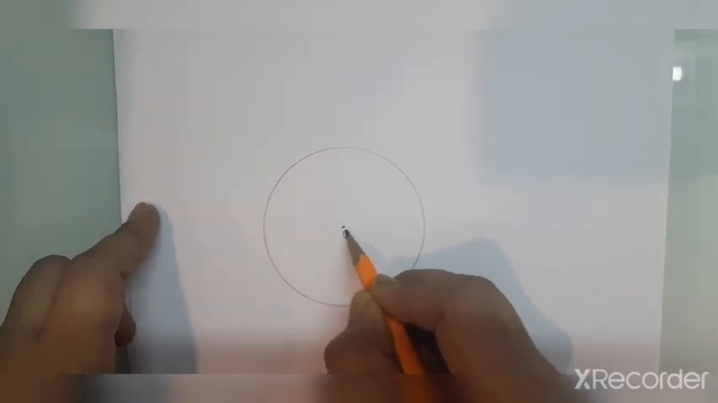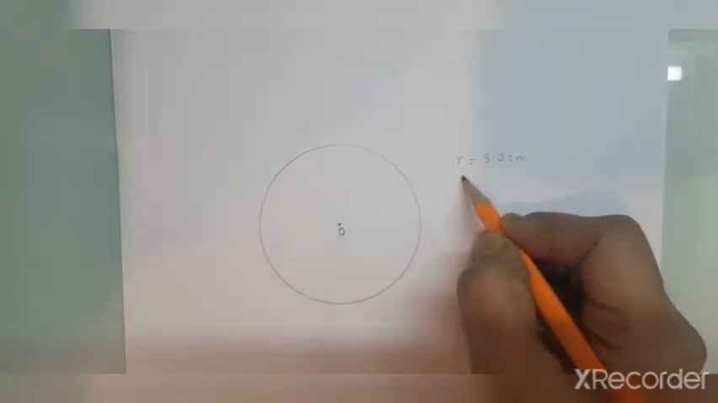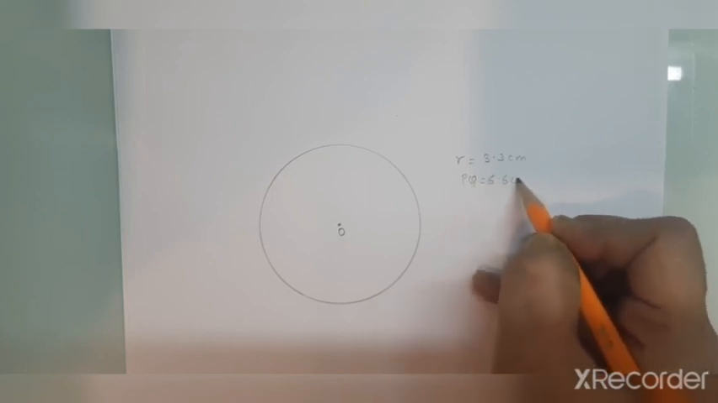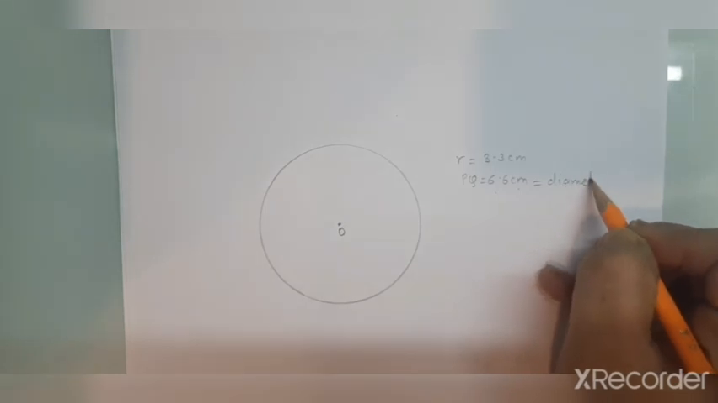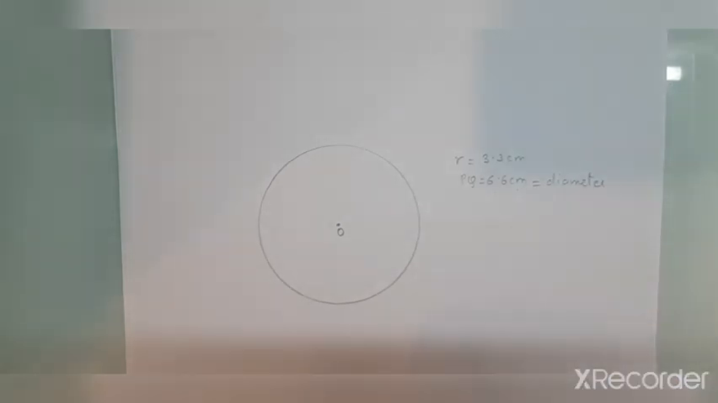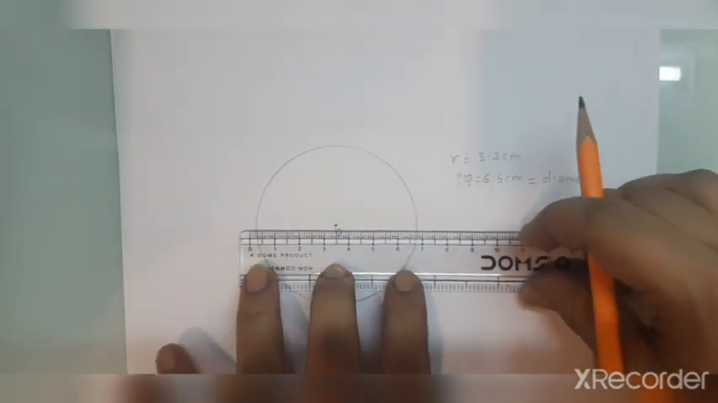So center taken as O. Now since the radius is given 3.3 centimeter and PQ is given as 6.6 centimeter. As I said, PQ is nothing but it is equal to the diameter, the length of the diameter. Usually when we are going to mark a chord on the circle, what we do is we make arcs. That I will show you in another sum. But since it is the diameter only, I will not take any trouble to make any arcs.